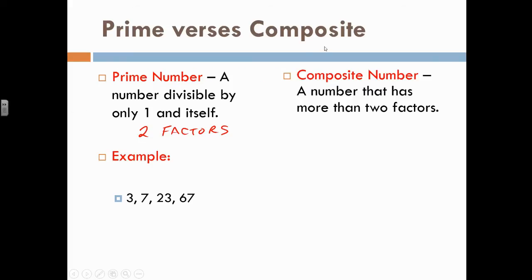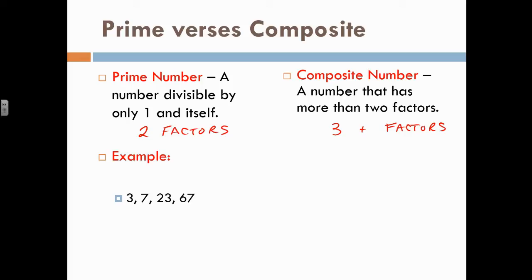The other type of number is a composite number. And the root word of composite would be to be composed of other numbers. So the way I think about this is like terms of chemistry, where prime numbers are like the elements and composite numbers are like the compounds. They are composed of other prime numbers. So a composite number is one that has more than 2 factors, aka 3 plus.